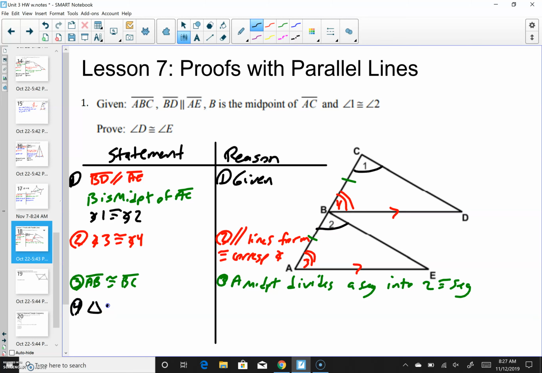I have triangle AEB is congruent to triangle BDC. Angle, side, angle. And then that makes my last piece that angle D is congruent to angle E, congruent by CPCTC. So prove the two triangles congruent, angle, side, angle, and then we can state CPCTC gets us angle D congruent to angle E.